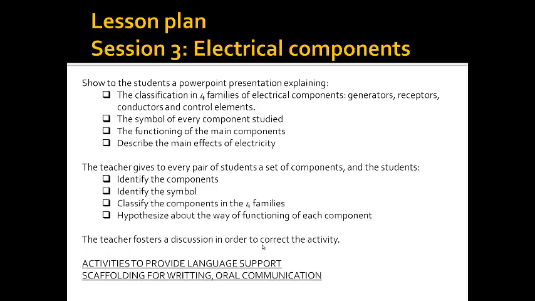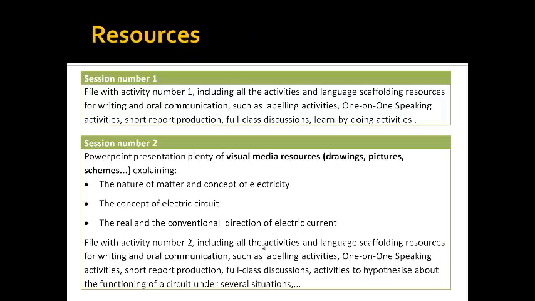The teacher then gives every pair of students a set of components, and the students will identify the components and fill the table with the name of the electrical components, the electrical symbol, and a drawing or photograph of each component. Then they will classify the components in the 4 families. They indicate in the same table which family of components they belong to. And then they will make hypotheses about the way of functioning of each component. Finally, the teacher fosters a discussion in order to correct the activities already finished.